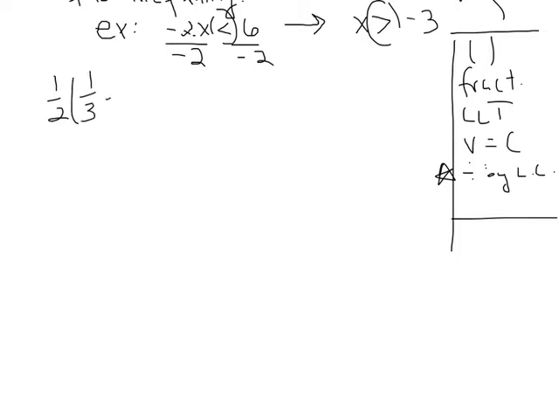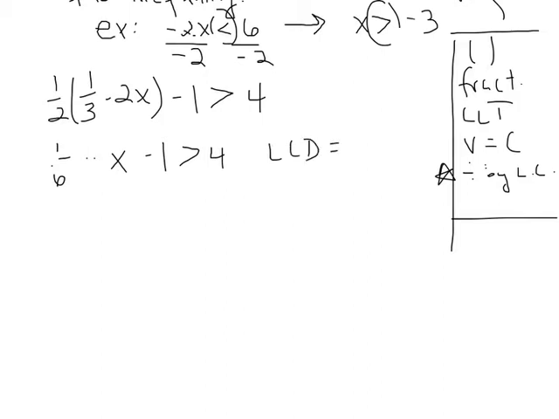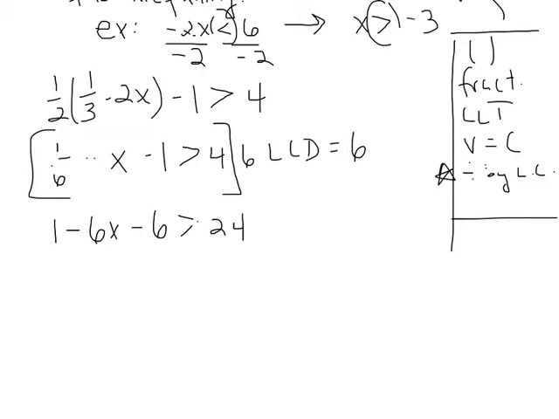1/2 times (1/3 minus 2x) minus 1, we need an inequality. Let's make that is greater than 4. Okay, so let's distribute. 1/2 times 1/3 is 1/6. 1/2 times negative 2x is negative x. Minus 1 is greater than 4. We have to clear the fractions. The LCD is 6. So I'm going to multiply every single term by 6. It's going to give me 1 minus 6x minus 6 is greater than 24.